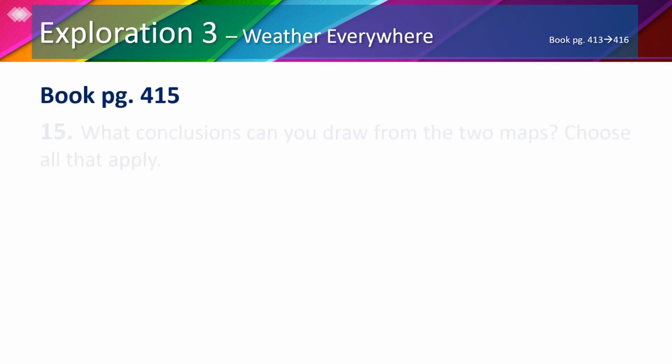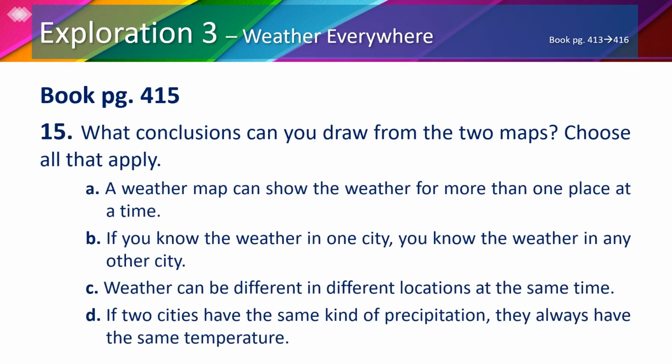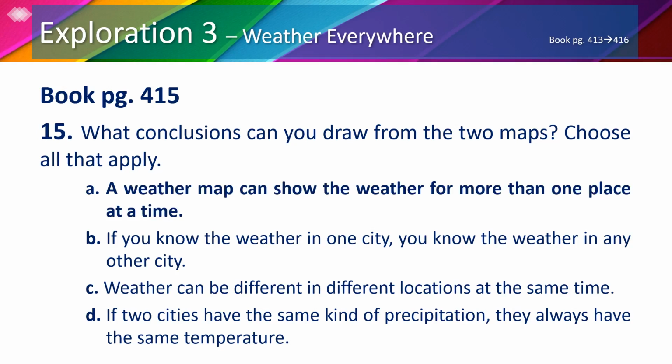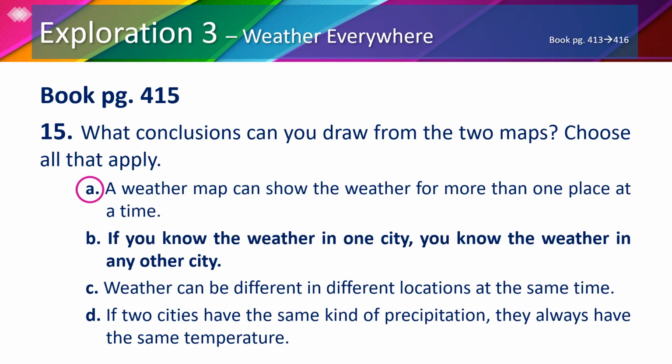On the next page in number 15, what conclusions can you draw from the two maps? Choose all that apply, so we might have more than one answer. We have the following. Let's read each one and try to see if it makes sense. A, a weather map can show the weather for more than one place at a time. This is true since the map showed us different cities and the temperatures in each one. B, if you know the weather in one city, you know the weather in any other city. That is not true because the temperature is different from one city to another.